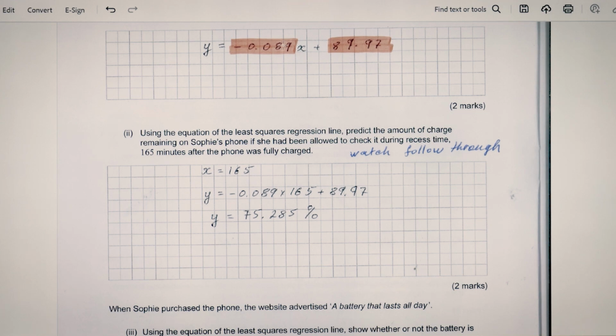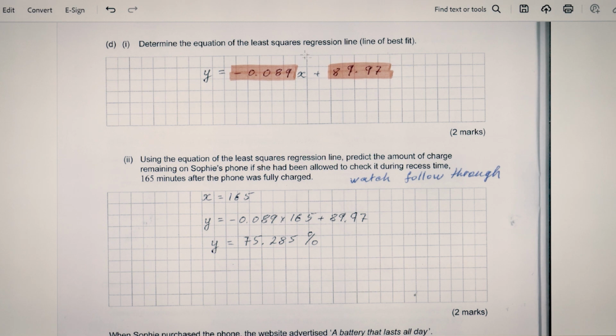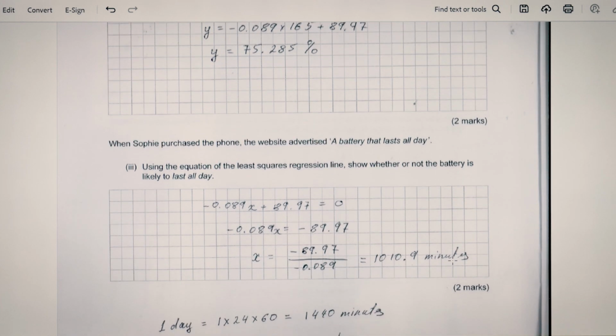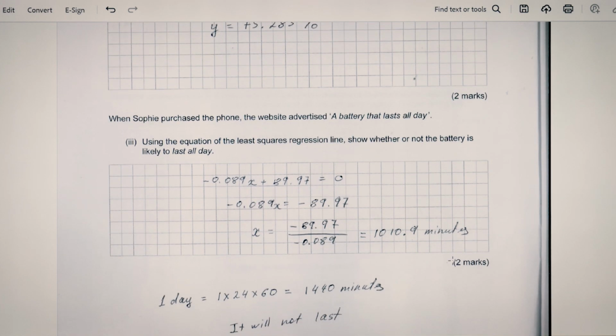Again, if the students wrote the equation of the line of best fit wrong, but then substituted it there, it's a follow through mistake, they were still getting 2 marks. And the last bit of the questions, when Sophie purchased the phone, the website advertised a battery that lasts all day. Using the equation of the least square regression line, show whether or not the battery is likely to last all day.